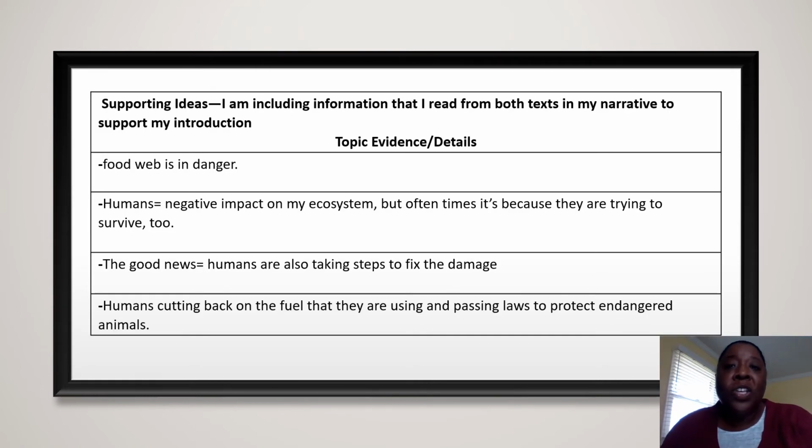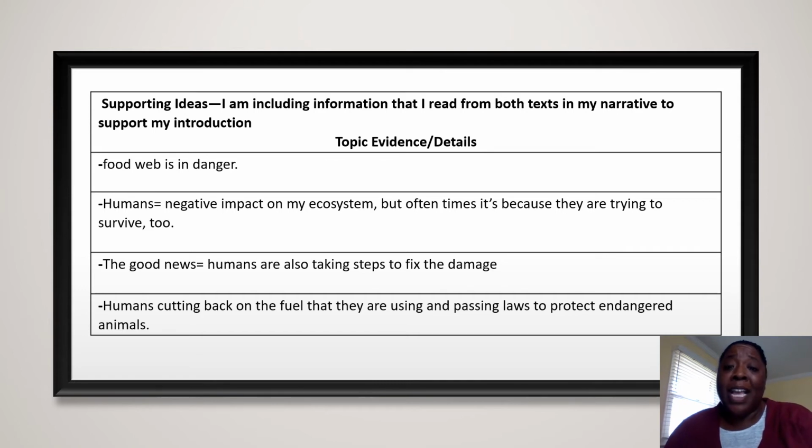The next section is supporting ideas. Here, I am including information that I read from both texts in my narrative to support my introduction. So, these are the things that I'm going to discuss in my diary entry. Food web is in danger in my ecosystem. Humans are having a negative impact on my ecosystem, but sometimes they're trying to do this to survive. Maybe, maybe not. I guess we'll see.